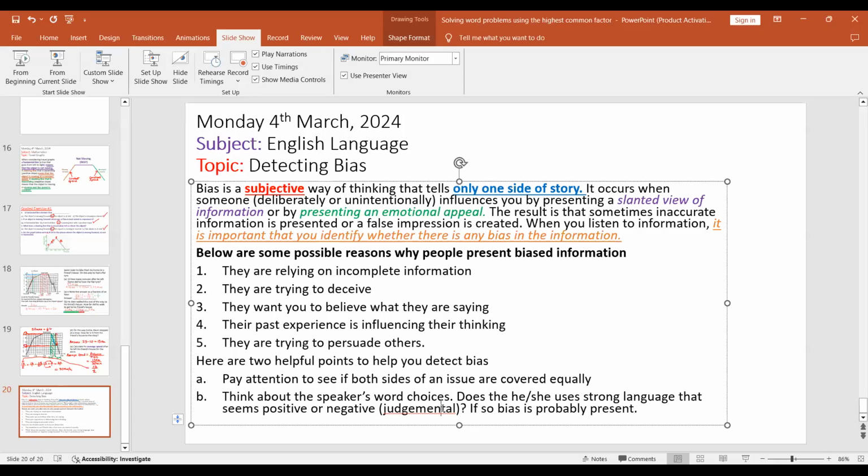So in order to avoid bias in your own writing, and in order to detect bias in another person's writing, you need to make sure that you pay attention to see if both sides of an issue are covered with the same weight, right? You need to look at the speaker's words. Do they use strong language that seems positive or negative, or are they judgmental?